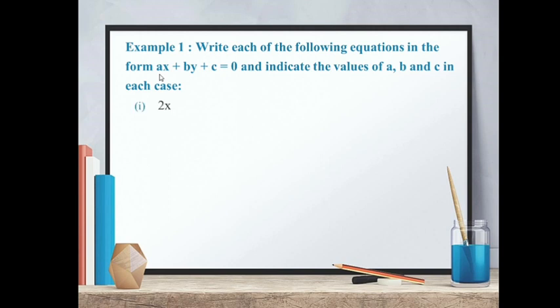So let's start with the first example, that is 2x plus 3y equals 4.37. Here we have to indicate the values of a, b and c. Then more examples are given: x minus 4 equals under root 3y, then 4 equals 5x minus 3y, and then 2x equals y. Here we have to indicate the values of a, b and c.